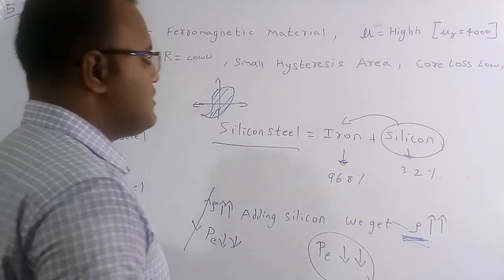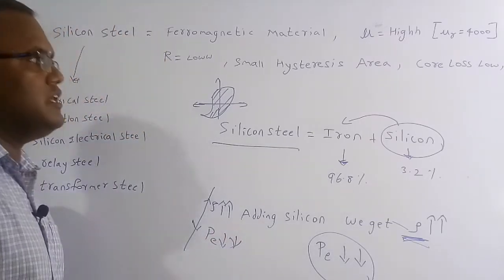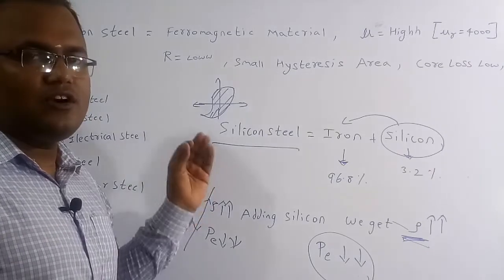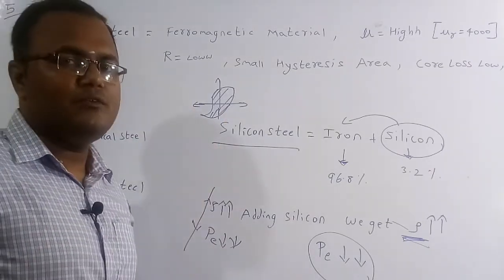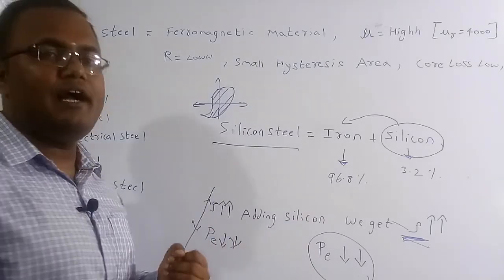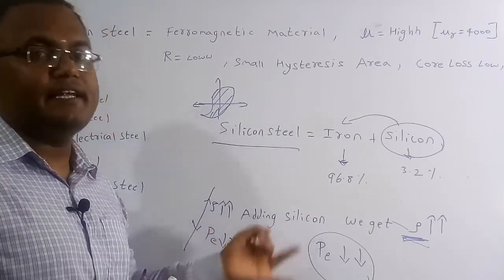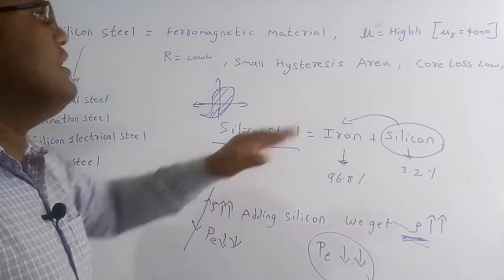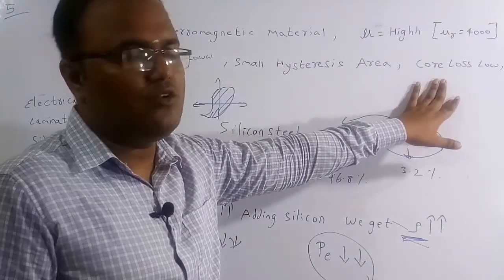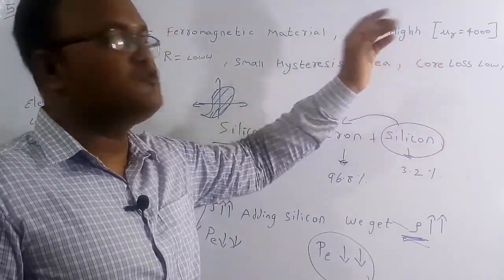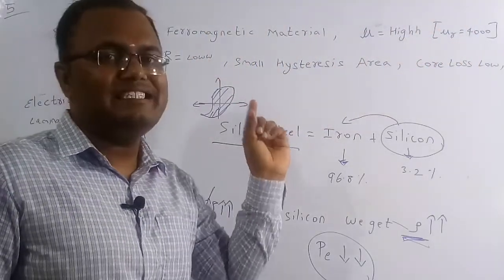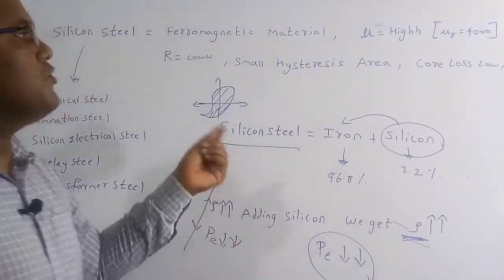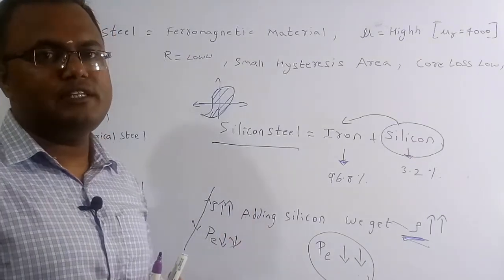So these are some of the important aspects of silicon steel. Because of silicon steel, the advantages are that the core loss is very low, meaning the hysteresis loss is very low, and the eddy current loss is also very low. Therefore the core loss is very low, and the relative permeability is very high, nearly 4000. So even a small amount of voltage excitation gives a huge flux flowing in the core.